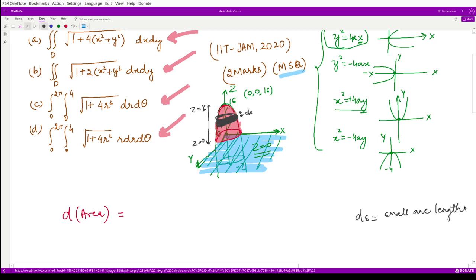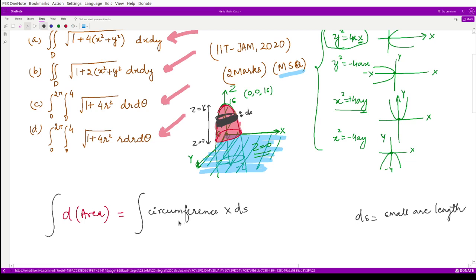And what is the circumference here? We have to see that. So it would be the circumference into ds. So this would be your small area, right? And if you wanted to calculate the total area, you have to integrate this over the whole surface, right, over z. So this is what we are required to calculate here.